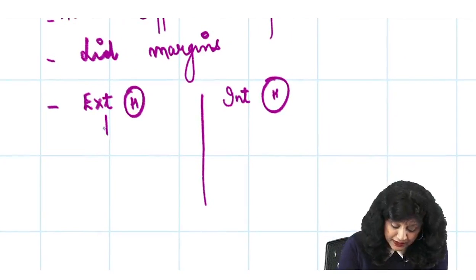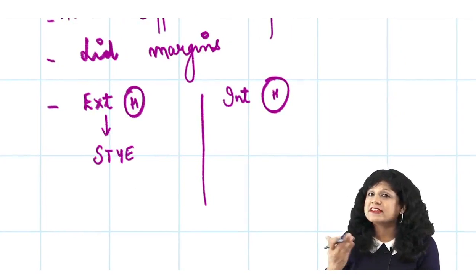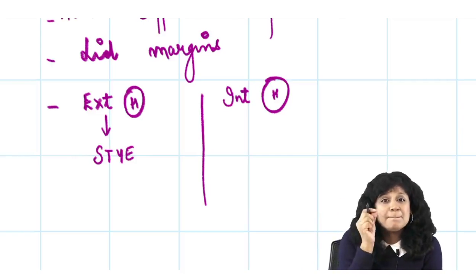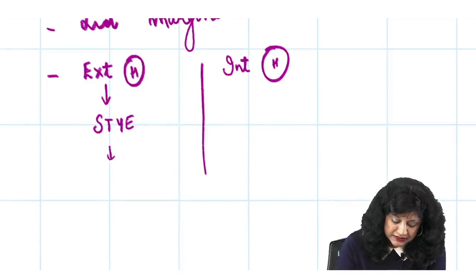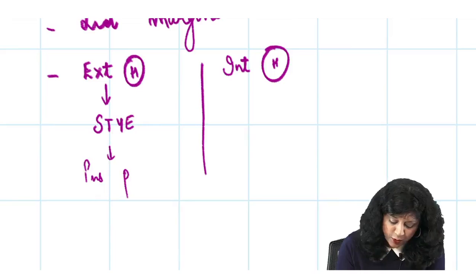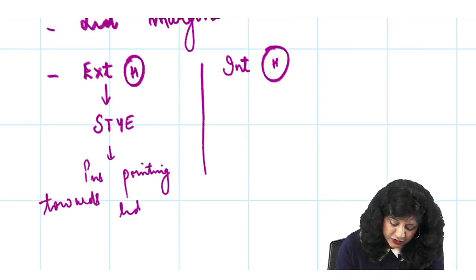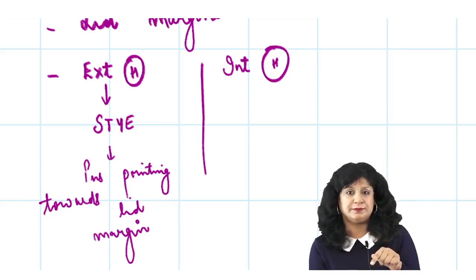External hordeolum is also called a stye. I think this is the most common thing that everyone must have faced in one phase of life or the other, that we have some pus pointing. Okay, here we have some pus which is pointing towards the lid margin. So it is actually pointing outward. That is why it is called external hordeolum, right?